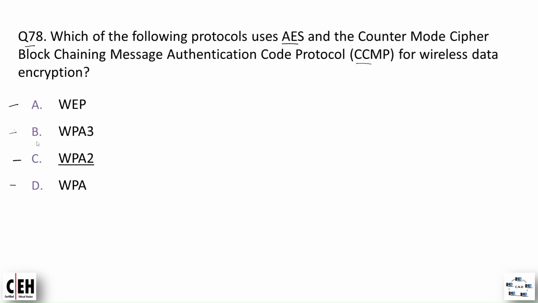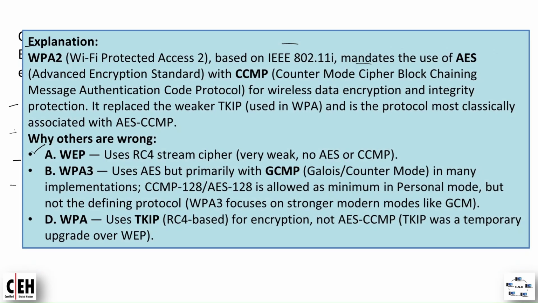And the correct option is option C, WPA2, and the explanation is, so WPA2, Wi-Fi Protected Access 2, based on IEEE 802.11i, mandates the use of AES, that is Advanced Encryption Standard, with CCMP, that is Counter Mode Cipher Block Chaining Message Authentication Code Protocol, for wireless data encryption and integrity protection. It replaces the weaker TKIP, which was used in WPA, and is the protocol most classically associated with AES-CCMP.